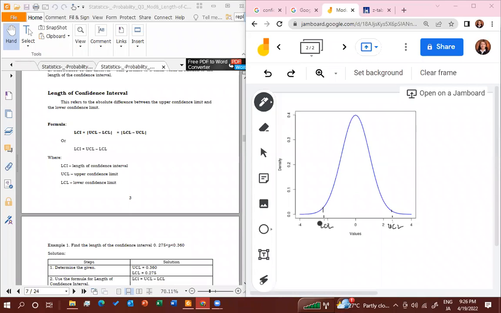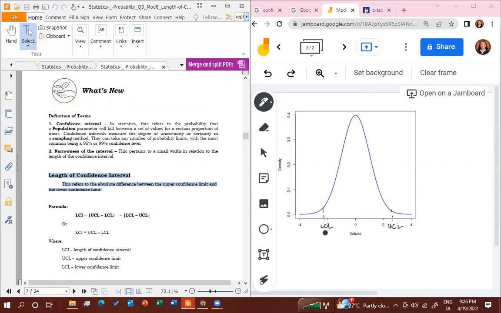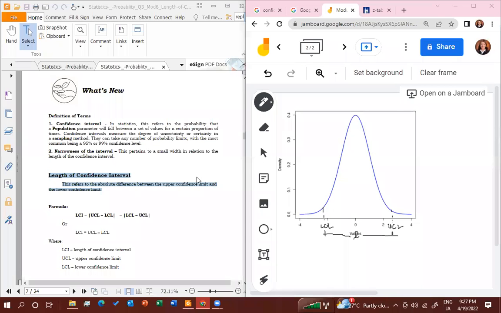There is also another term introduced here, called the length of the confidence interval. It's right here. I'm just going to highlight it for you. It refers to the absolute difference, basically the distance between the lower confidence limit and the upper confidence limit. So how is this length computed? We find the difference between the upper confidence limit and the lower confidence limit.